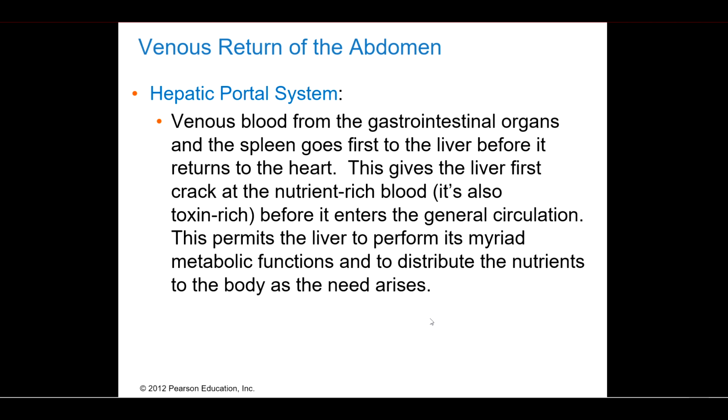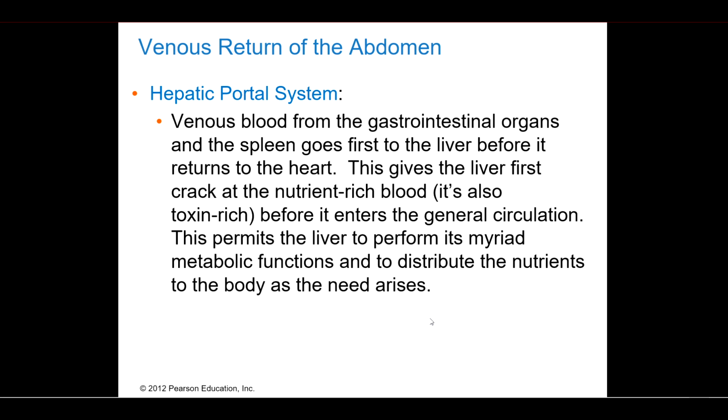So, what we have to do is take the blood from the GI tract, and instead of that blood with nutrients and also toxins just going into our general circulation, we need to send that blood to the liver. First, the liver processes that blood from the GI tract. It's going to process that blood, and then the liver will put the blood into the general circulation.